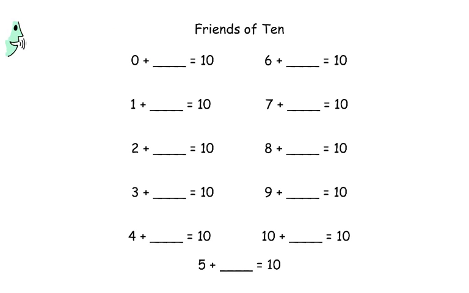Friends of 10. I'm going to read the equation and you're going to fill in the missing part. 0 plus blank equals 10. 10. 6 plus blank equals 10. 4. 1 plus blank equals 10. 9. 7 plus blank equals 10. 3. 2 plus blank equals 10. 8. 8 plus blank equals 10.